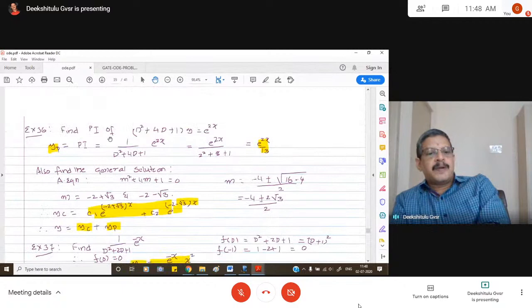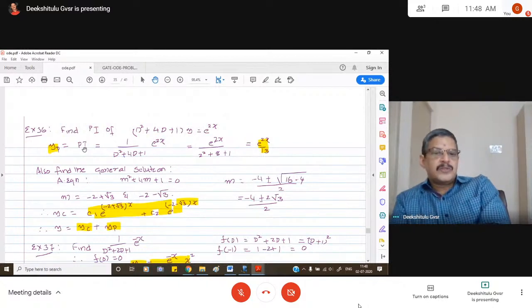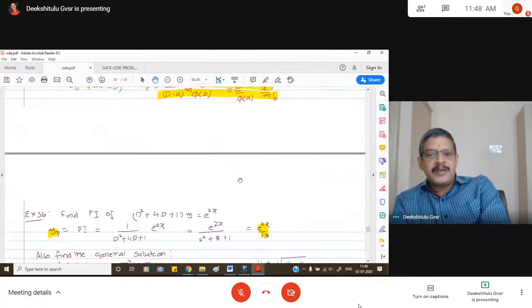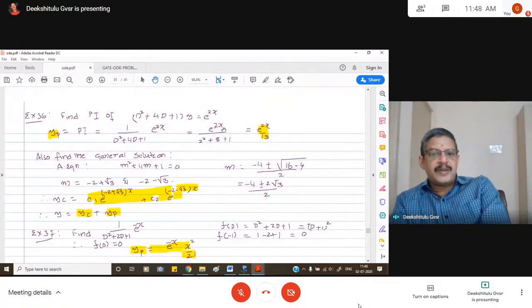Okay. Let us do some problems. Find the particular integral of D square plus 4D plus 1 on y equal to e power 2x. So the particular integral is 1 by D square plus 4D plus 1, this is f of D, operated on e power 2x, which is equal to e power 2x by f of a. As I said, here a is 2, so substitute this 2 in the equation. So e power 2x by 2 square plus 4 into 2 plus 1. So this is your solution.